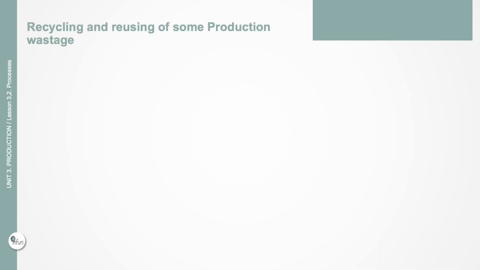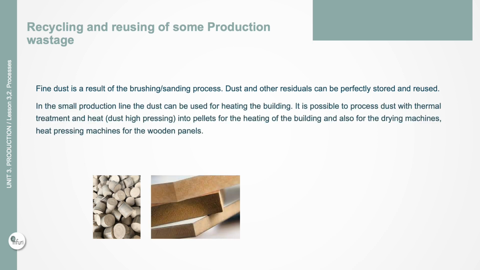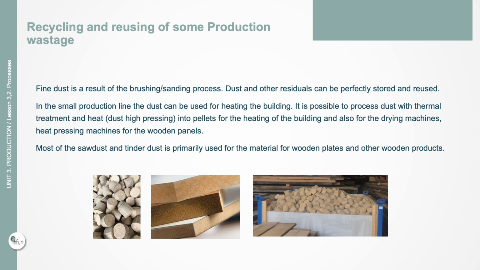Recycling and reusing of some production wastage. Fine dust is a result of the brushing and sanding process. Dust and other residuals can be perfectly stored and reused. In the small production line, the dust can be used for heating the building. It is possible to process dust with thermal treatment and heat, dust high pressing, into pellets for the heating of the building and also for the drying machines, and heat pressing machines for the wooden panels. Most of the sawdust and tinder dust is primarily used as material for wooden plates and other wooden products.